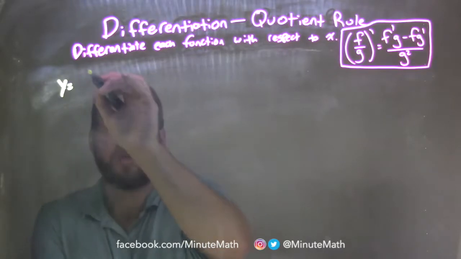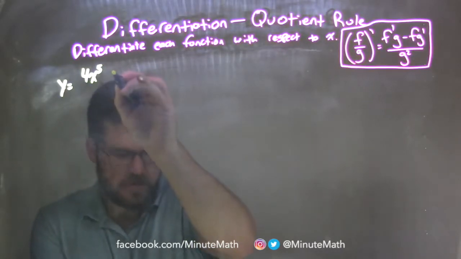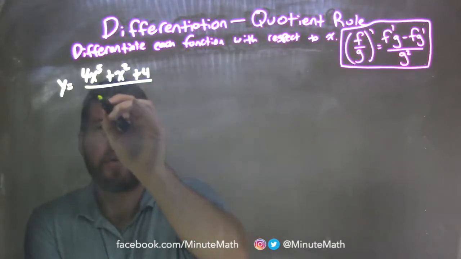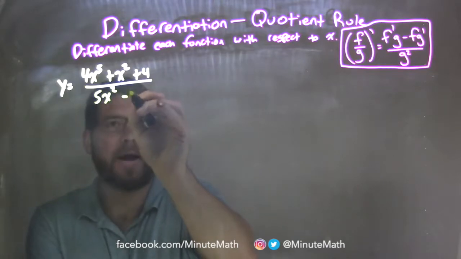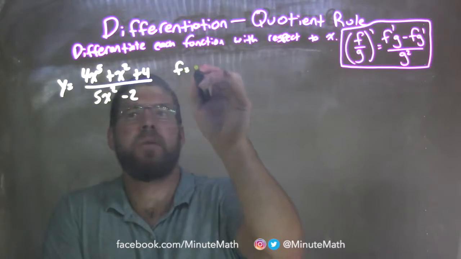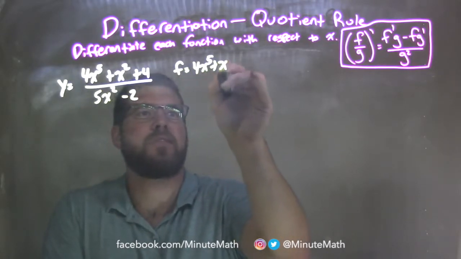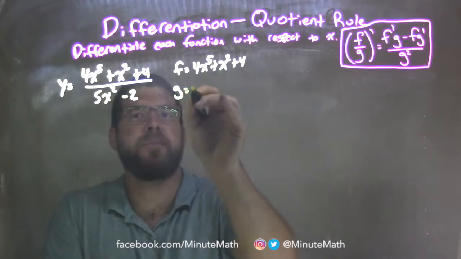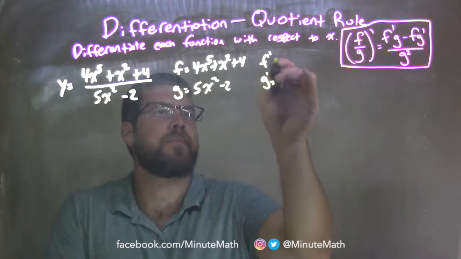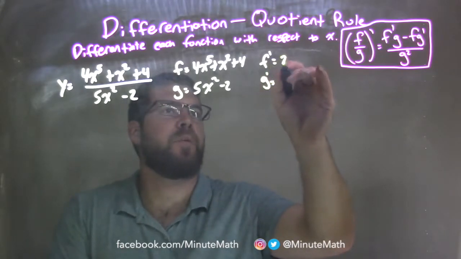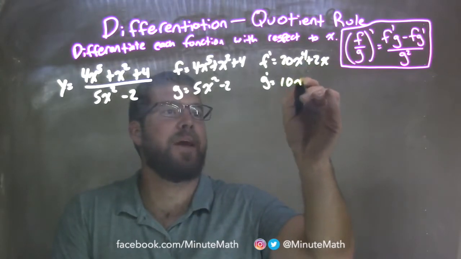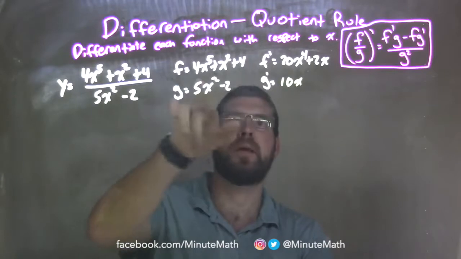y equals 4x to the 5th plus x squared plus 4 all over 5x squared minus 2. So I see I have a quotient here. I'm going to label my numerator f, which is 4x to the 5th plus x squared plus 4, and my denominator g, 5x squared minus 2. And then I'm going to find f prime and g prime. f prime is just 20x to the 4th plus 2x, and g prime is just 10x. Okay? Double checking that. Yep, we're good.